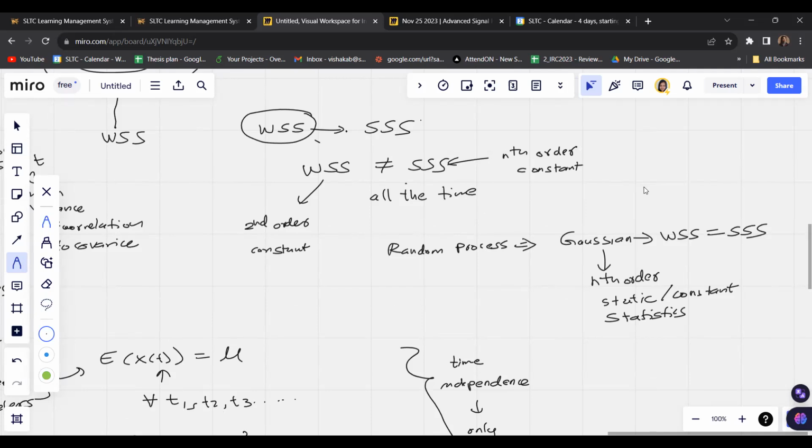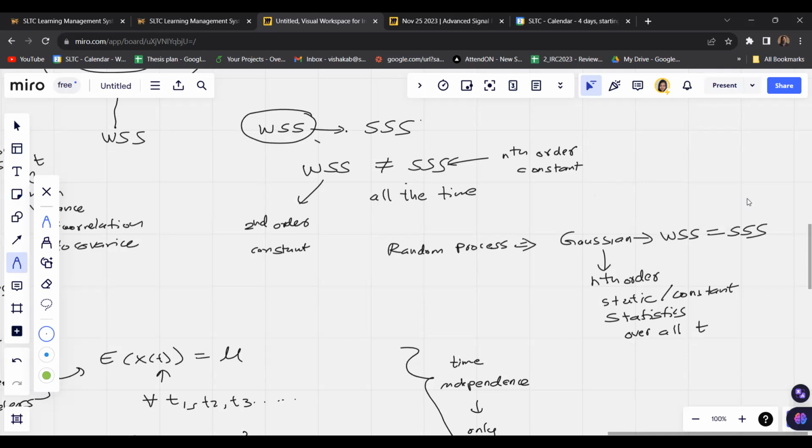So for Gaussian random processes, the statistics up to nth order will be constant over all time instances, right? For all the time instances, the statistics will be equal. So it will show WSS properties and SSS properties.